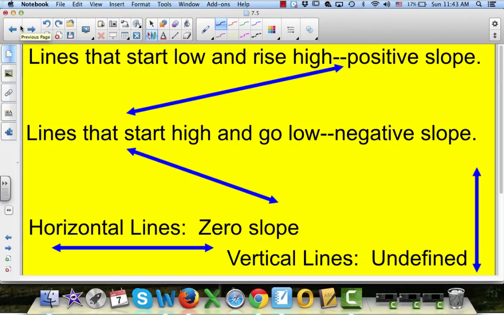So lines that start low and rise high have a positive slope. Lines that start high and go low have a negative slope. Horizontal lines, a 0 slope, and vertical lines, an undefined slope.